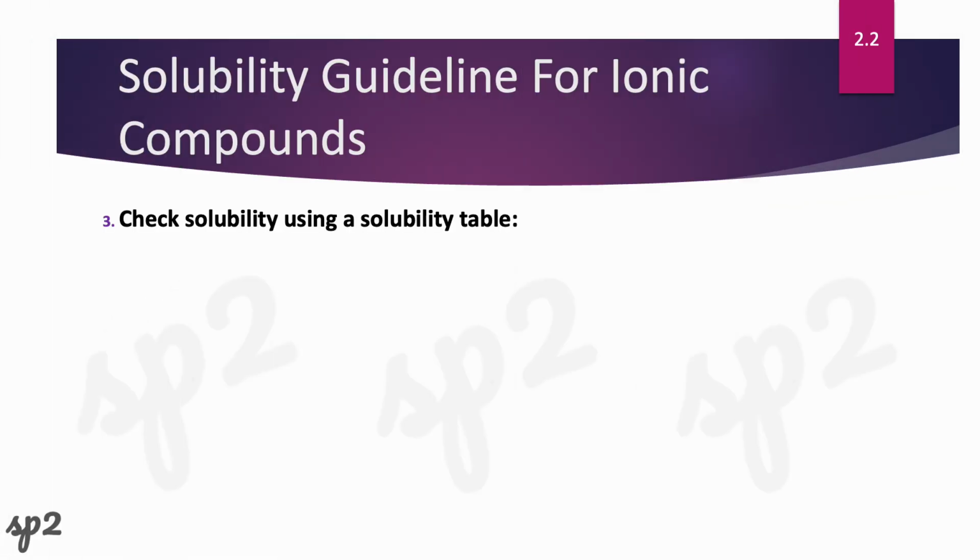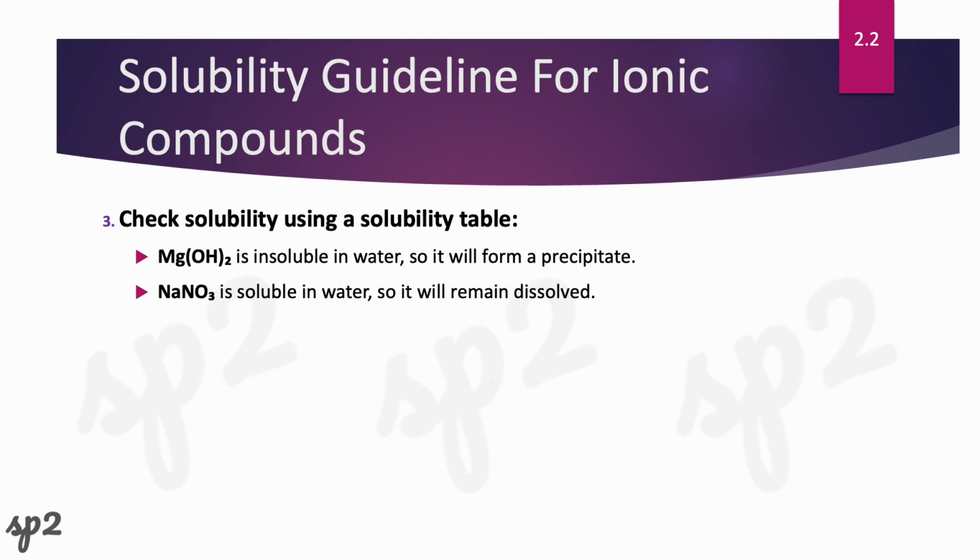Now, the next step is checking the solubility with my table. According to my table, magnesium hydroxide is going to be insoluble. So that is going to be my precipitation, right? But sodium nitrate is going to stay soluble in water, so that will remain dissolved. So let's just put all of these together.